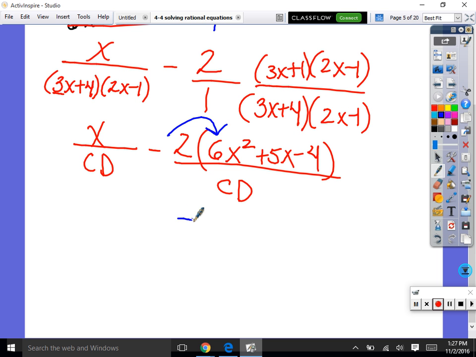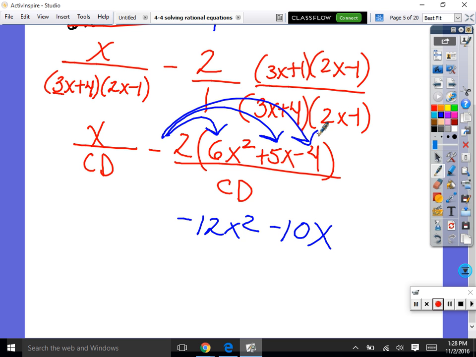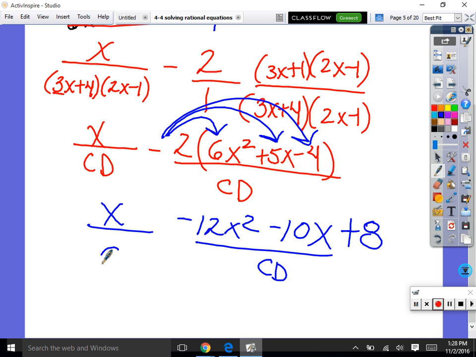So that's negative 12x squared. Got to distribute the negative. Minus 10x, very good, and plus 8. That's just that piece, all over the common denominator, and we still have x over the common denominator. So now are we just going to combine like terms on top?